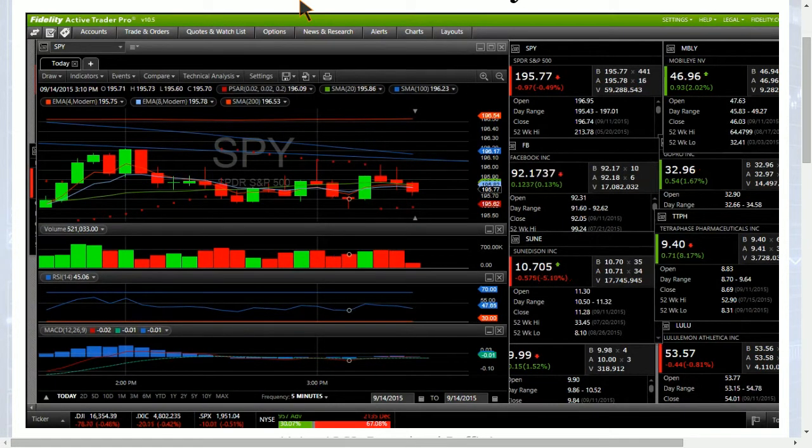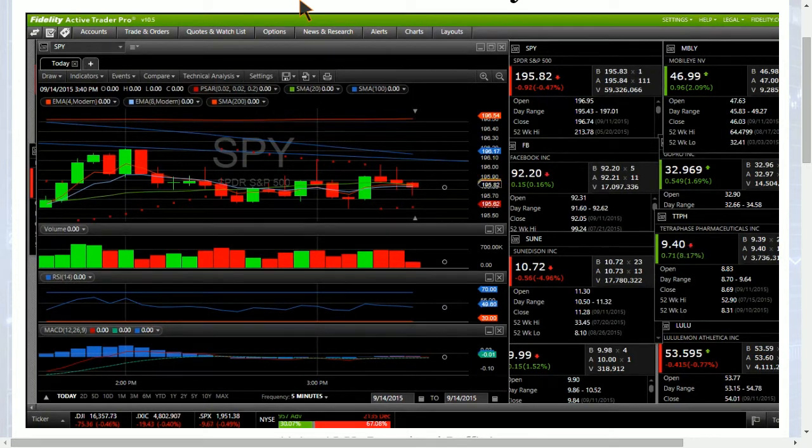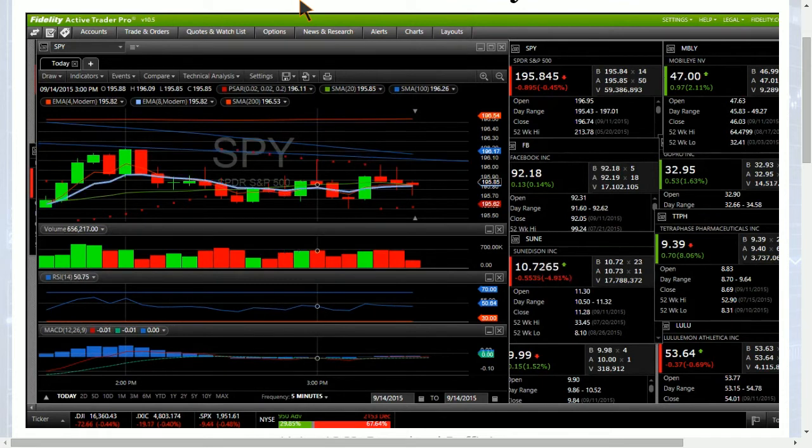So key support for SPY is 195.60 and key resistance is 196.17, this 100 period moving average resistance. So here's another long lower wick. Lots of indecision.